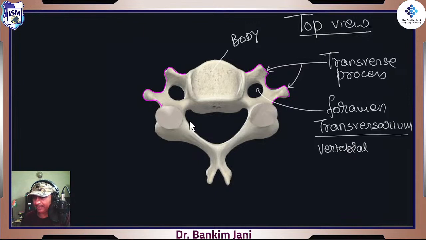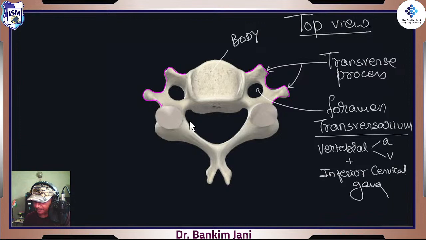Now you are familiar with the vertebral artery and vertebral vein, right? Yesterday we talked about it. Vertebral artery, vertebral vein, plus inferior cervical ganglion. So these are the structures which will be passing through this. But there is one very interesting exception, but we'll talk about it as it arrives. Right now, this is the foramen transversarium, equal on both sides, and it will gracefully carry the vertebral artery, vertebral vein, and inferior cervical ganglion, right?